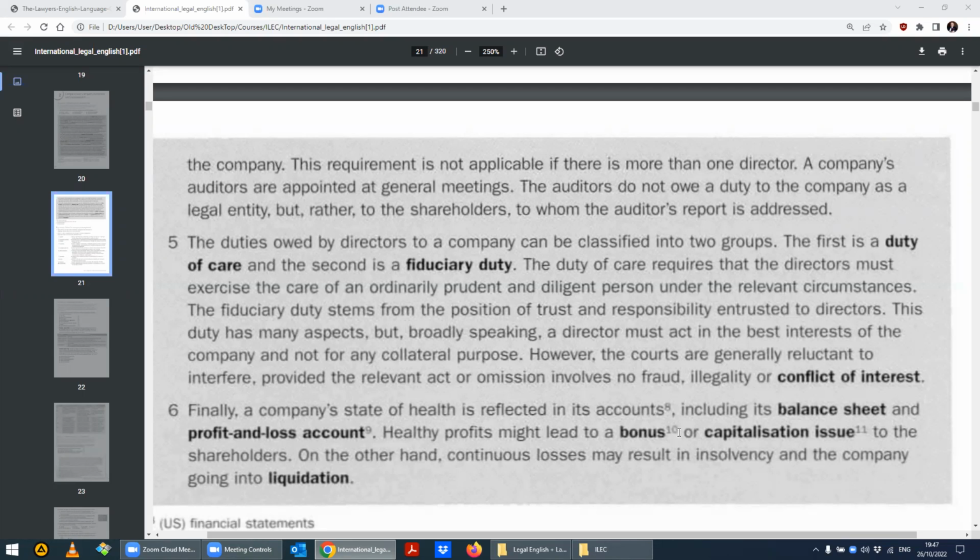However, sometimes companies don't make a profit. They can't issue a dividend. So the shareholders are not happy. They think about selling their shares.